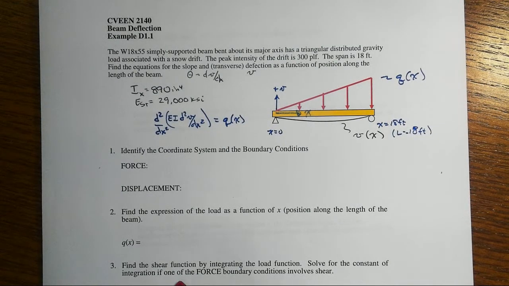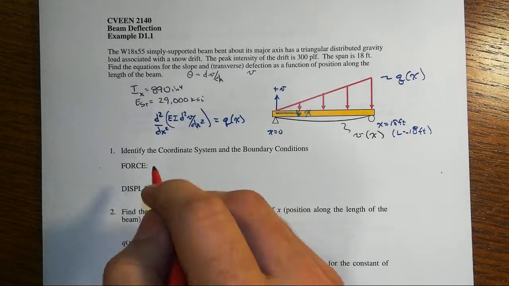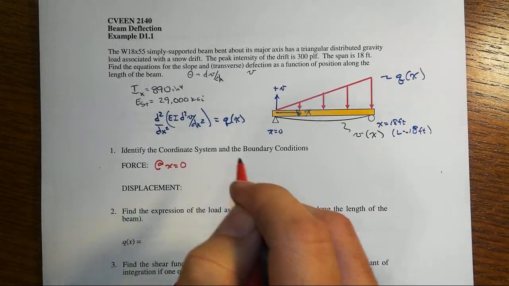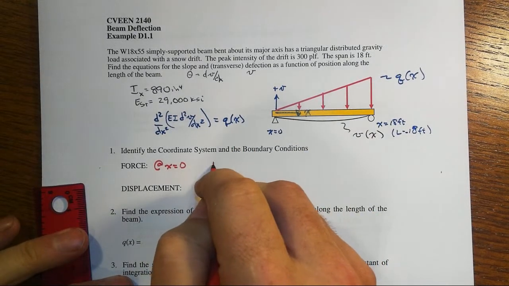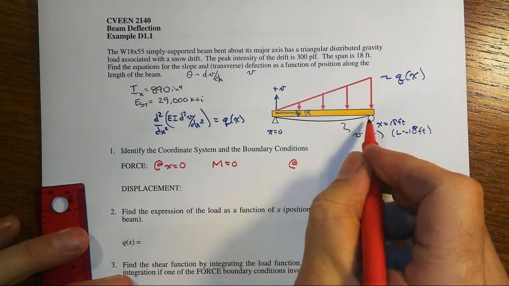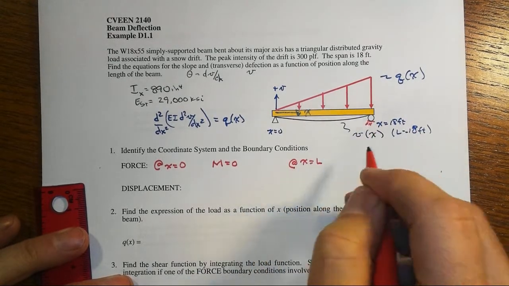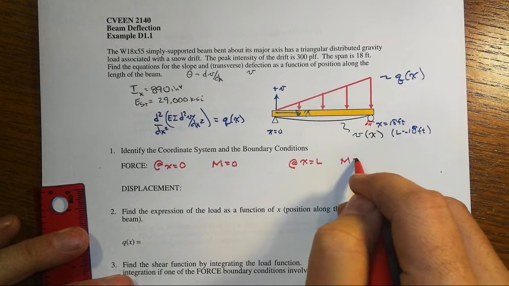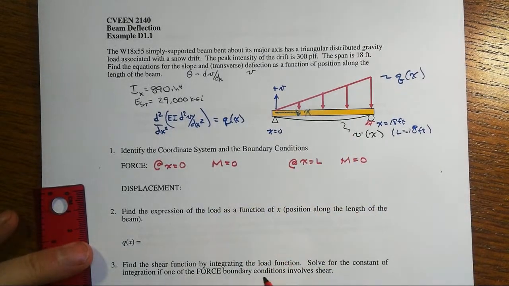So let's look at what we've got. Identify the coordinate system and the boundary conditions. I come over here at x equal to 0, and I know it's a simply supported beam here. So that tells me that by definition the moment must be 0 at x equal to 0. Likewise, because of the roller support that we have over here, at x equal to L, or 18 feet, our moment would also be equal to 0. Yes, I could solve for the shear at either end, but that's not a boundary condition.